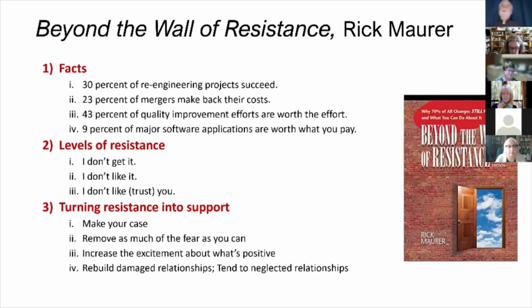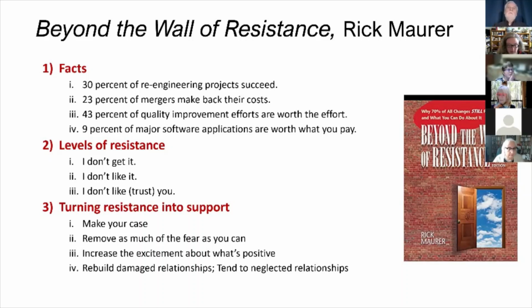If you read one book about this, I would recommend Beyond the Wall of Resistance by Rick Maurer. He actually is fairly pessimistic about the opportunity to create change. He shouldn't have started the book this way, but he did. He claims that 70% of change projects do not succeed. Mergers don't succeed. New software development doesn't succeed. The 30% that do are those that obviously follow his advice. But his approach is about people, about getting them on board, explaining the rationale, explaining the benefit, and doing that.